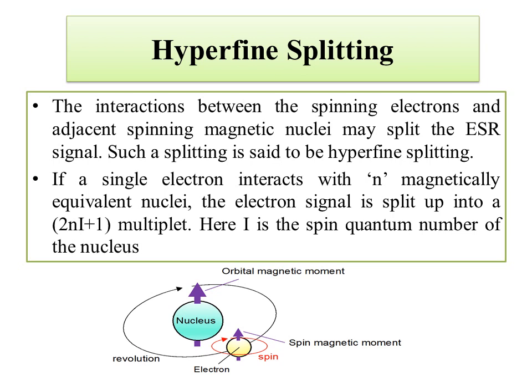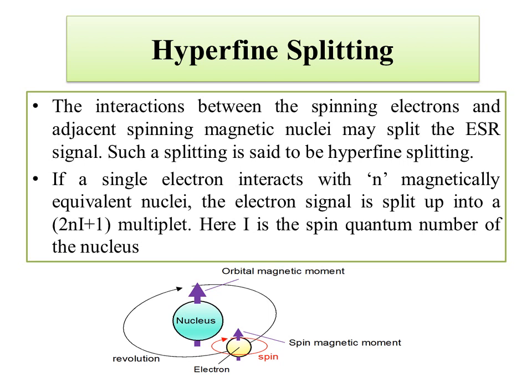Let us first see what is hyperfine splitting. We know that whatever may be atoms or molecules or ions, all consist of nucleus as well as electron. We know that all have spinning character. So, there is an interaction between the spinning electron and adjacent spinning magnetic nuclei. Because of that, the ESR spectral line gets split. Such a type of splitting is said to be hyperfine splitting.